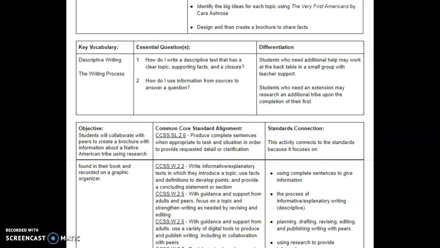To help differentiate this lesson, students who need a little bit of extra help may work at the back table in a small group with some teacher support, and students who need an extension may choose to research an additional tribe, but they have to complete their first tribe first and make sure that that is the final product, but then they will be able to research another tribe because they are more likely to finish first.